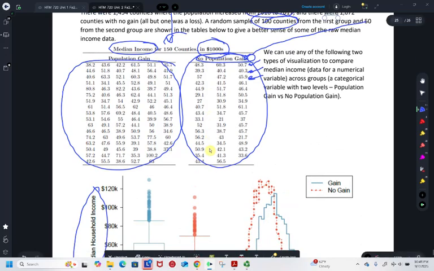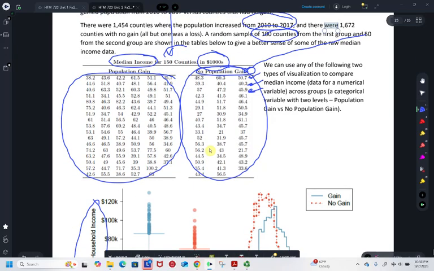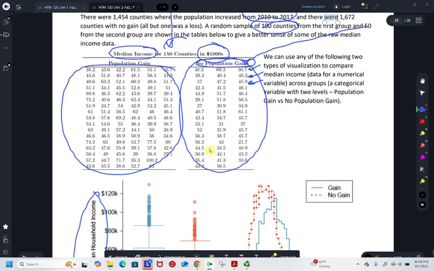So, do we think there is a relationship between the median income and whether there has been a population gain or not? The categorical variable here is whether there has been a population gain or not, and the numerical variable is the median income.